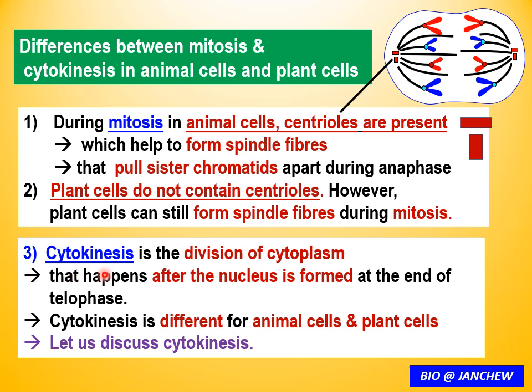How about cytokinesis? Cytokinesis is the division of the cytoplasm that happens after the nucleus is formed at the end of telophase of mitosis. So cytokinesis occurs after mitosis, or it may overlap a bit with the telophase of mitosis. When telophase is going on, cytokinesis may already begin to occur. Cytokinesis is different for animal and plant cells too, just like mitosis is different for animal cells and plant cells. So what are the differences? Let us discuss cytokinesis in animal and plant cells to find out.